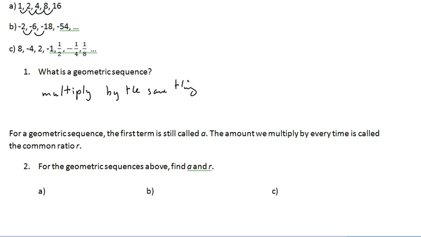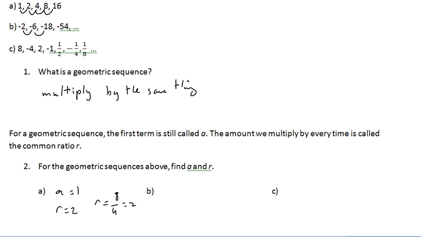So let's have a look up here. For this one, our first term is 1, and our common ratio, the thing we multiplied by every time, is 2. Notice that if you're having a hard time finding the common ratio, you can take any term and divide it by the term before it. So for example, in A here, we could take 8 and divide it by 4, and that would give us 2.